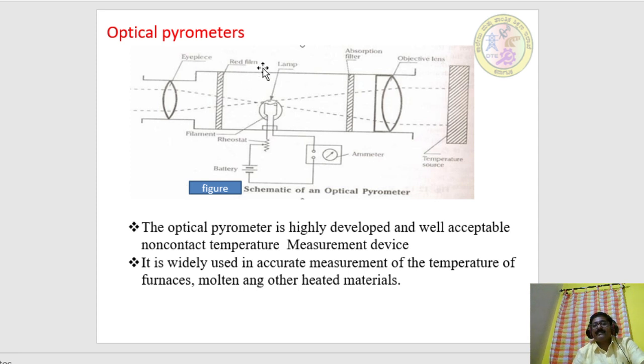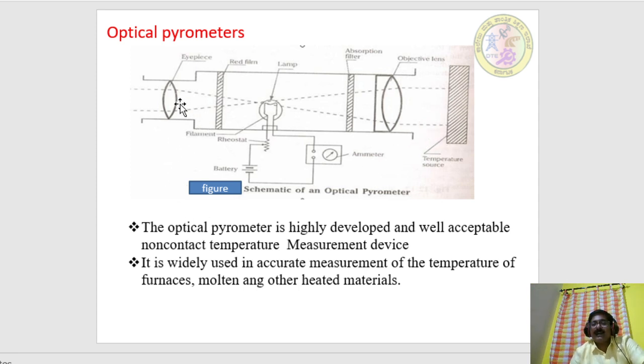This is a sketch which shows an optical pyrometer. This is the eyepiece, and this is the red filter, and this is the lamp, and this is an absorption filter. This is an objective lens, which is in turn connected to a rheostat with a battery and with the ammeter, and this is the temperature source.